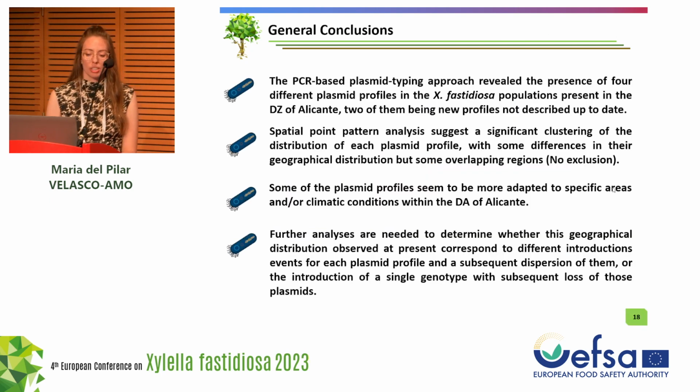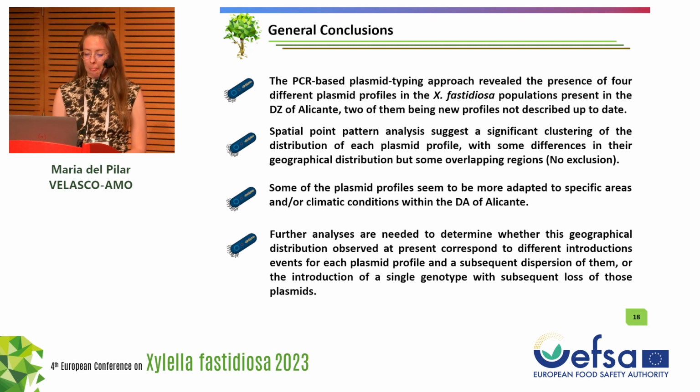So to conclude, the PCR-based plasmid typing approach revealed the presence of 4 different plasmid profiles in the Xylella fastidiosa population present in the demarcated area of Alicante, 2 of them being new profiles not described up to date. Spatial point pattern analysis suggests a significant clustering of the distribution of each plasmid profile, with some differences in their geographical distribution, but some overlapping regions.